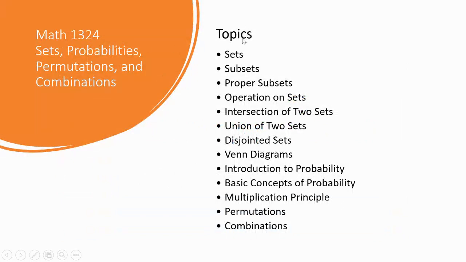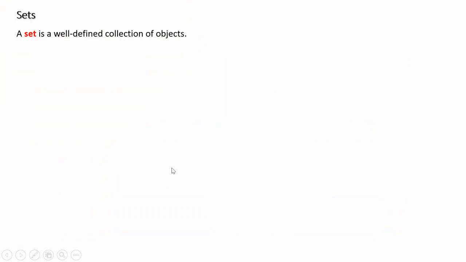These are the topics that will be covered today: sets, subsets, proper subsets, operation on sets, intersection of two sets, union of two sets, disjointed sets, Venn diagrams, introduction to probabilities, basic concepts of probabilities, multiplication principle, permutations, and combinations. So let's begin with sets.